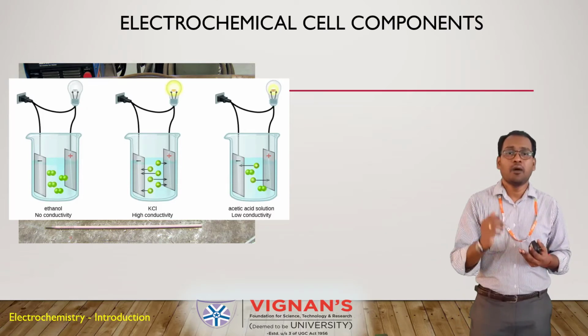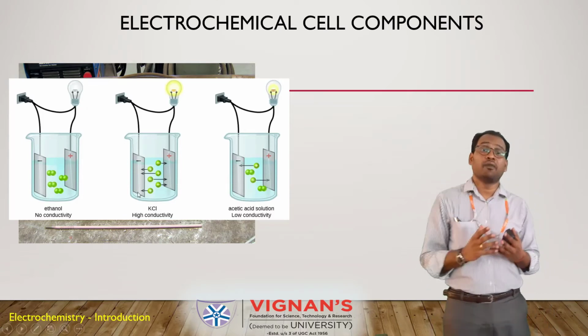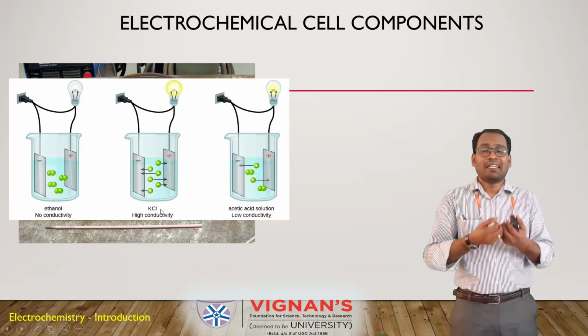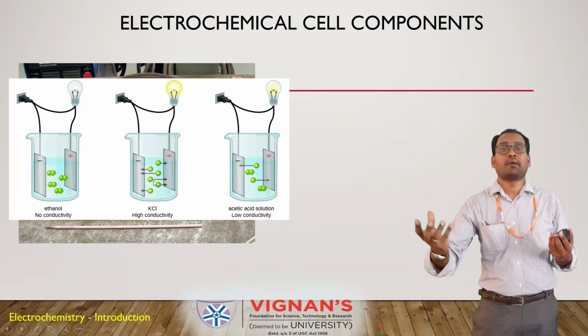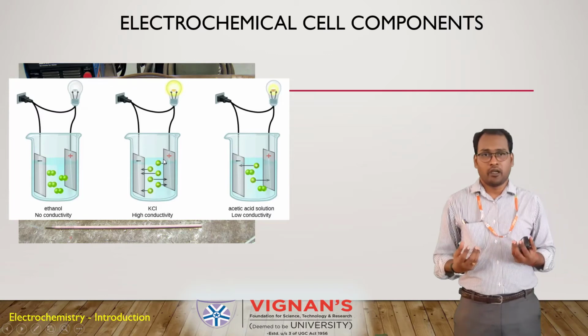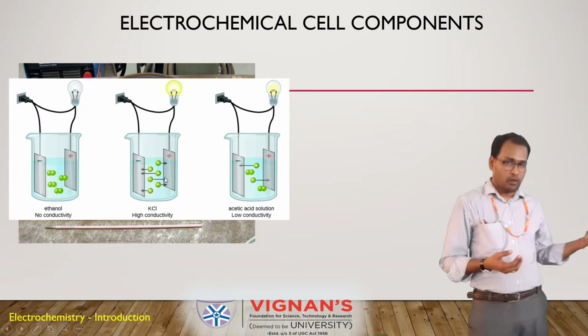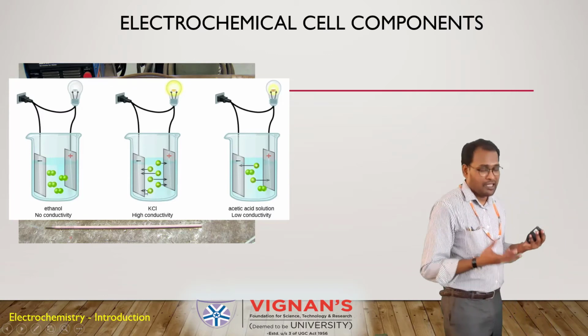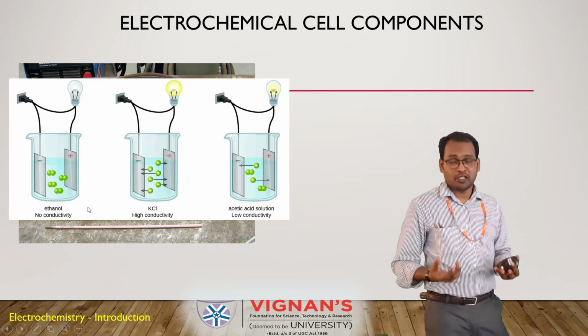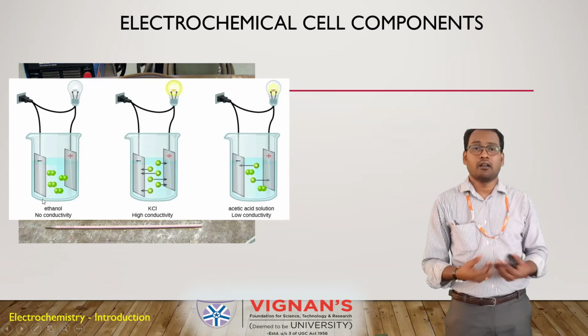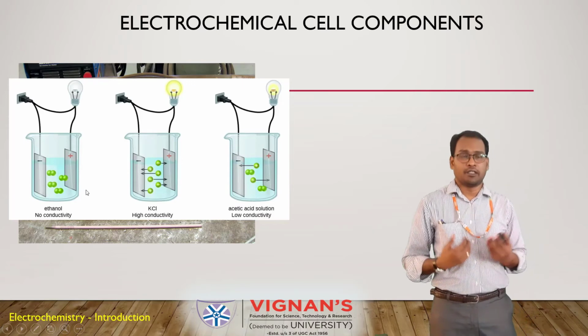Now the other one is potassium chloride. Potassium chloride is a very strong electrolyte, where it gets dissociated into its respective ions, potassium and chloride. So it's a strong electrolyte. The third one I am showing here is ethanol. Ethanol will not dissociate, so it acts as a non-conductor, a non-electrolyte in this case.